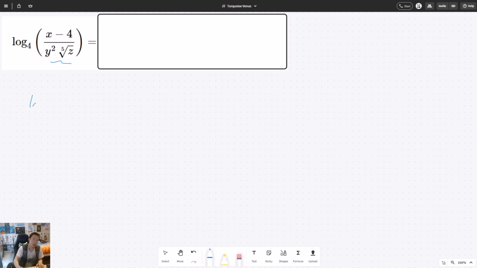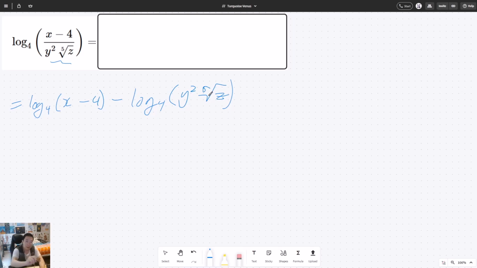Okay, so we have log base 4. This is equal to log base 4. We're going to use the quotient rule first, so we have x minus 4 on the top. Since the quotient rule is division, we do a minus, and then we do log base 4, the same base, and the bottom denominator becomes y squared times root 5z. That's the quotient rule: we separate it into two parts, with subtraction replacing the division line.